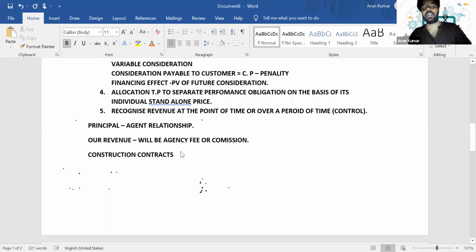Okay, fine. So especially with respect to construction contracts, we have to check whether you are eligible to receive payments on the basis of your completion. You have the right to receive payment for the work you have completed till date. Then we can recognize the revenue. So how will you recognize the revenue here? Here we will recognize the revenue over a period of time.